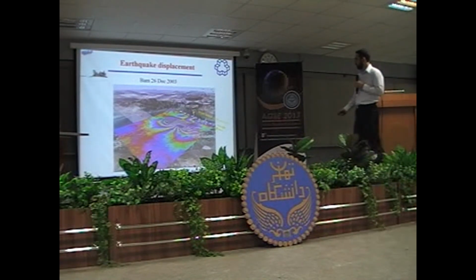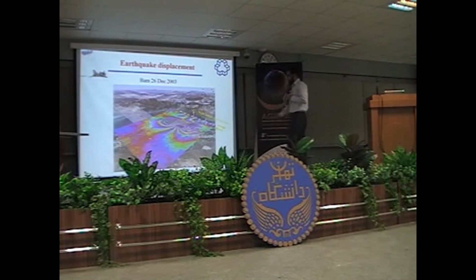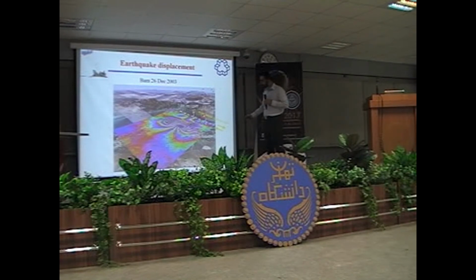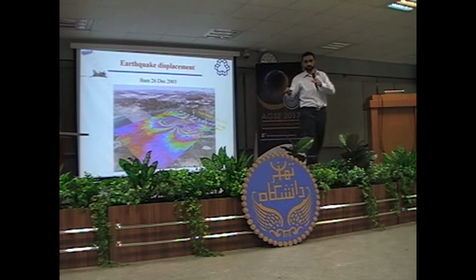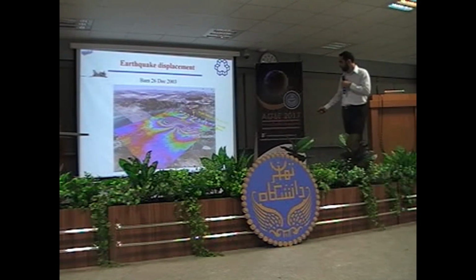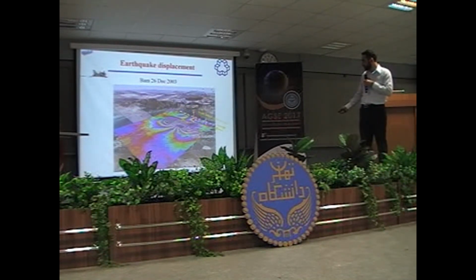This is again Bam, and you see, from the fault, on one side of the fault, because when there is an earthquake, on one side there is uplift, and on the other side there is subsidence. So about 30 centimeters of uplift here, and 17 centimeters of subsidence here, on the two different sides of the fault.